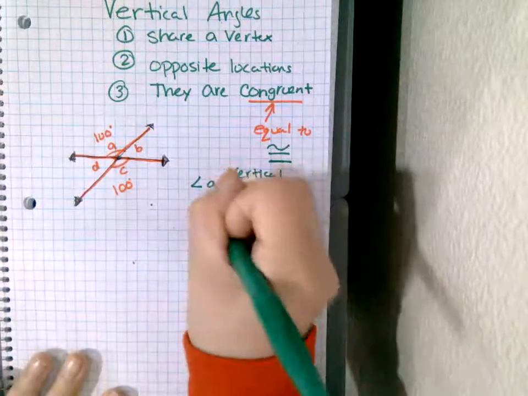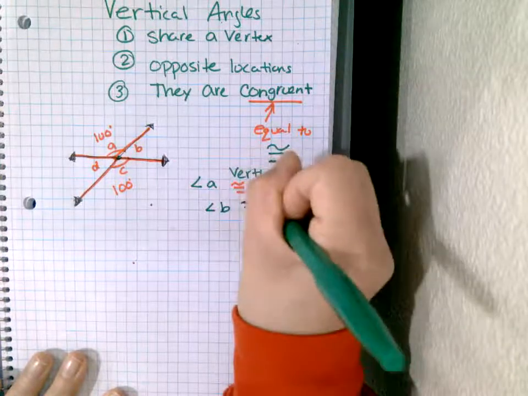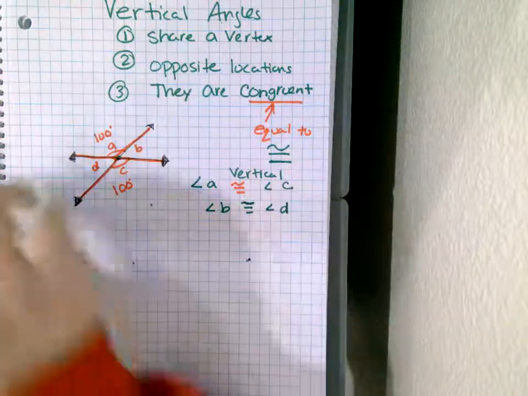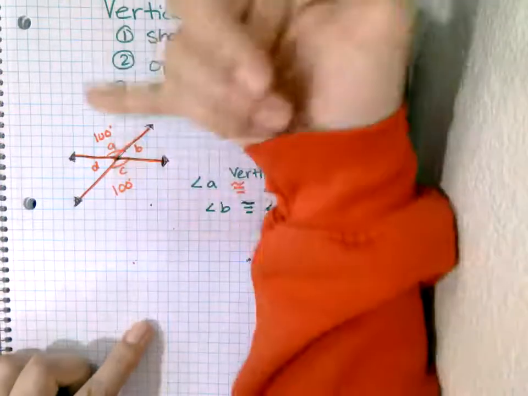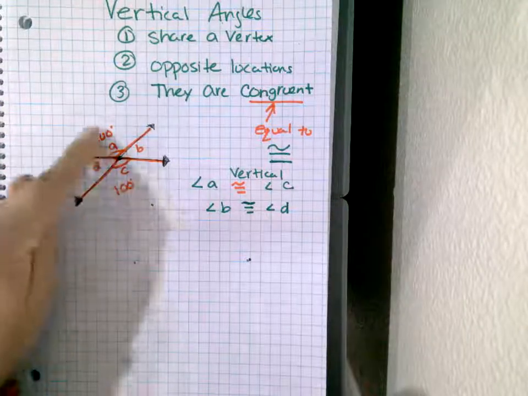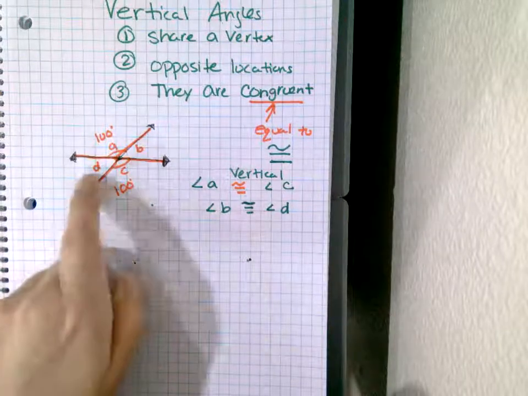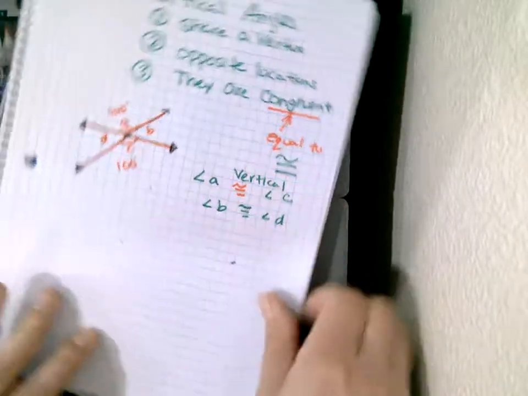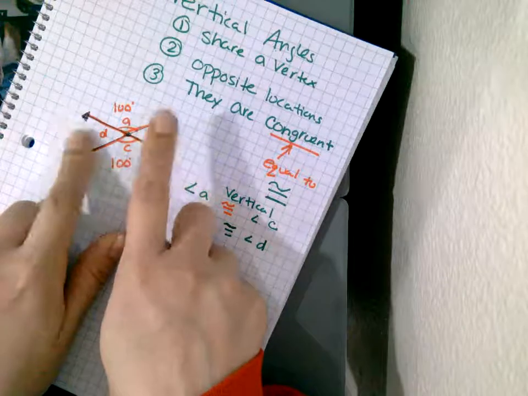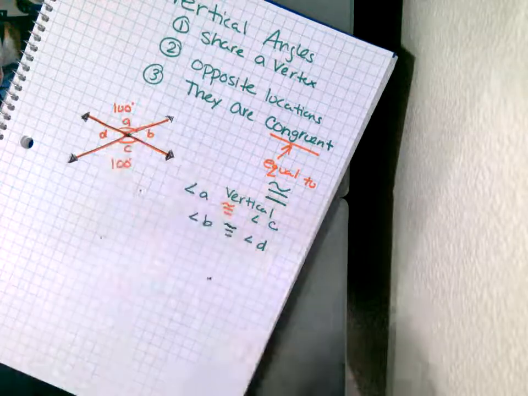So angle B as in boy is vertical and congruent to which angle? Angle D. So the way I look at it is angle A is on top and angle C is on the bottom. So they're on opposite locations, top and bottom. And then B and D, one's on the left and this one's on the right. They're opposite locations, left and right, top and bottom. That's how I kind of remember it.